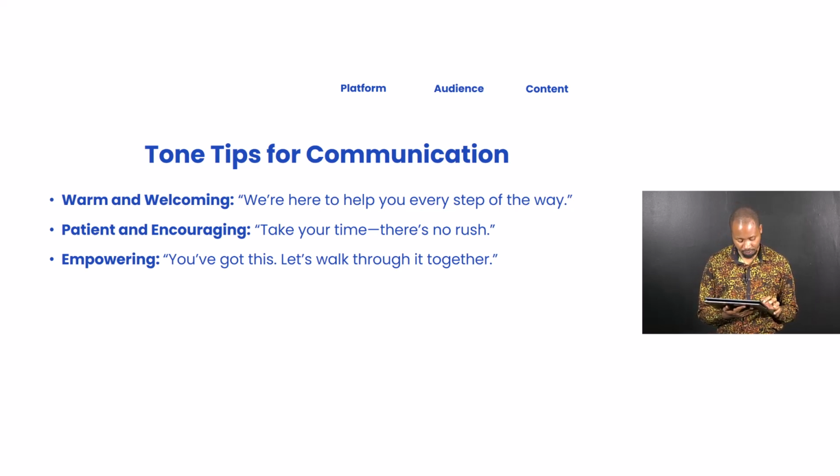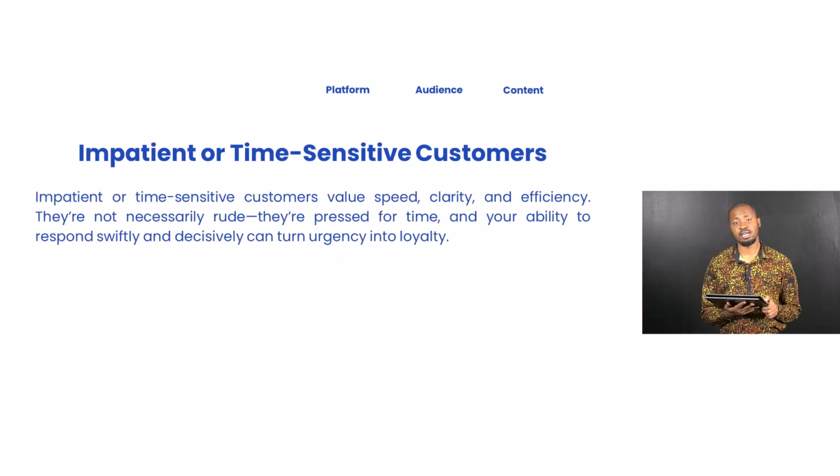The next one we're going to look at is the impatient or time sensitive customers. Impatient or time sensitive customers value speed. Remember when we talked about the key principles of effective communication, timeliness. Timeliness is because of impatient or time sensitive customers. They value speed, they value clarity and efficiency. They are pressed for time. Time sensitive customers are not actually difficult. They want their issues to be resolved clearly.